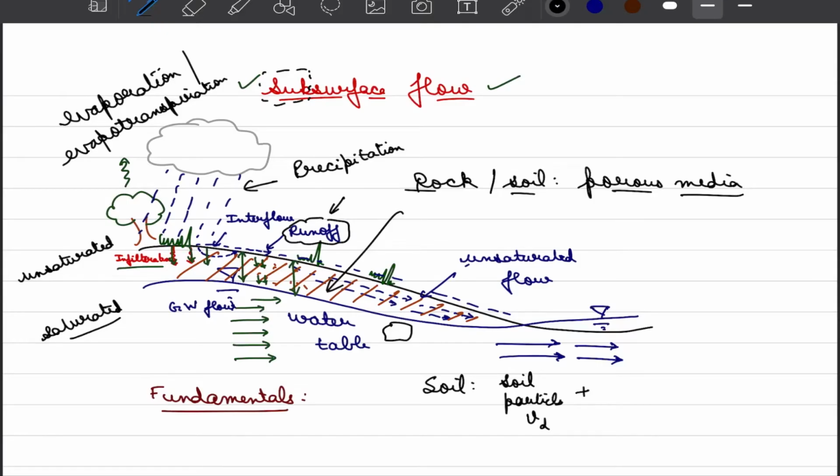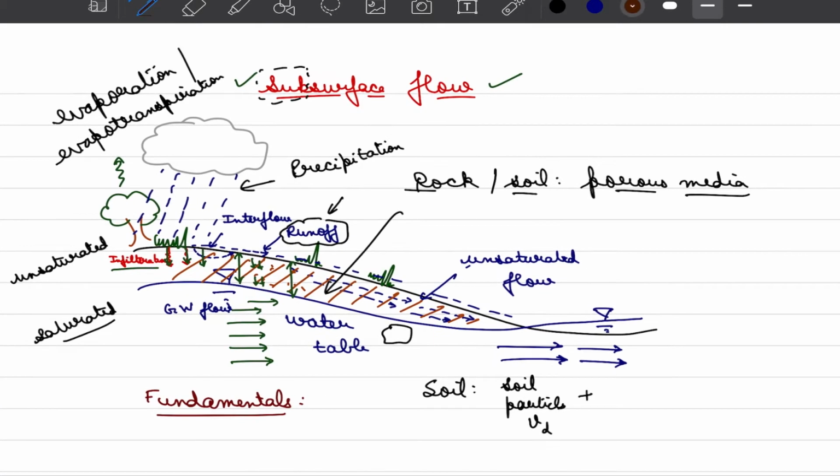Hello students, in this video we are going to learn about subsurface flows. So when we talk about abstractions from precipitation, we are essentially talking about the processes that take away water from the runoff, which is going to be our topic of discussion of subsequent modules. But as the name suggests, subsurface water flows beneath the land surface.